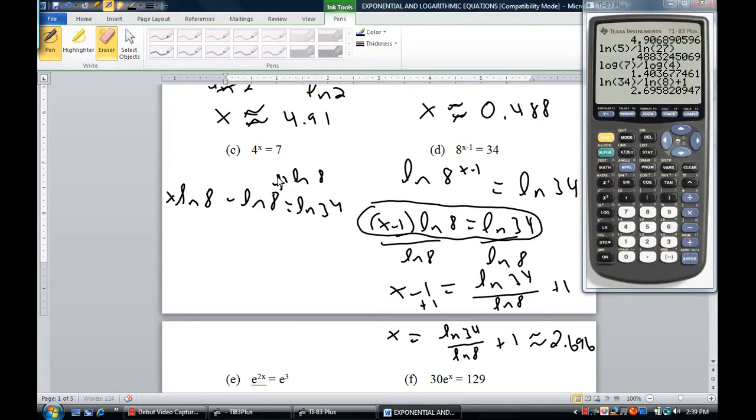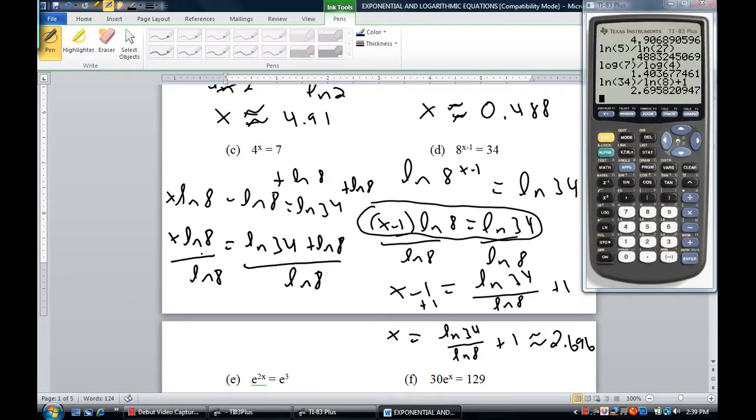I want to erase that. It's bothering me a little bit. They may want you to add natural log of 8, because you should. And you end up with x natural log of 8 equals natural log of 34 plus natural log of 8. And the last step will be to divide by natural log of 8. So this may be the answer that they're looking for.